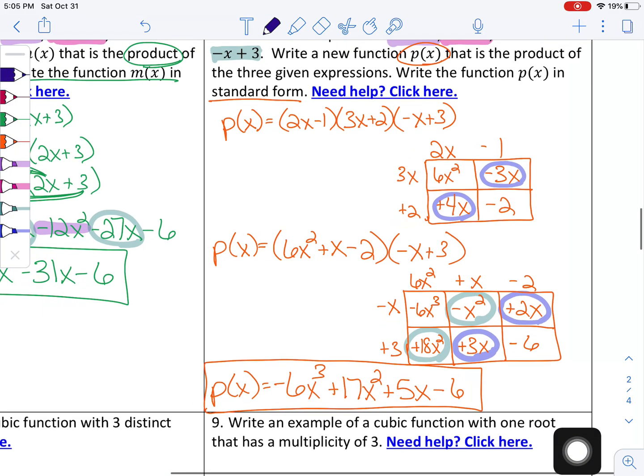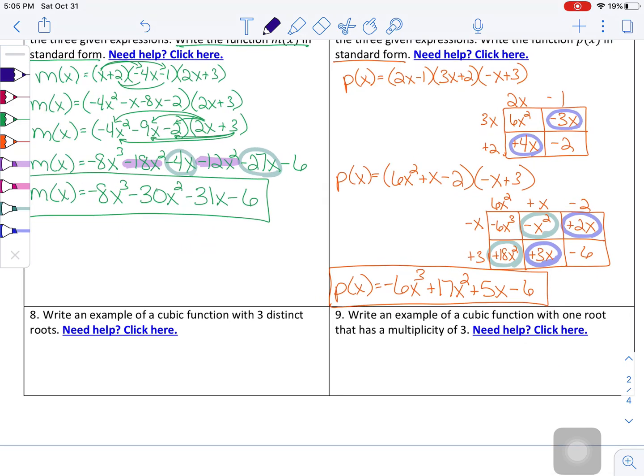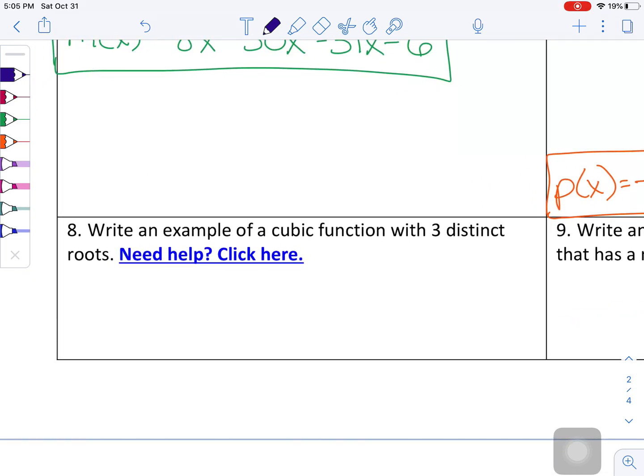All right, 2 more quick questions here. Problem number 8 and number 9. All right, write an example of a cubic function with 3 distinct roots. Now, you get to pick what your roots are, and this is where this particular answer on my key will actually just say varies, because there's an infinite number of solutions here, okay?